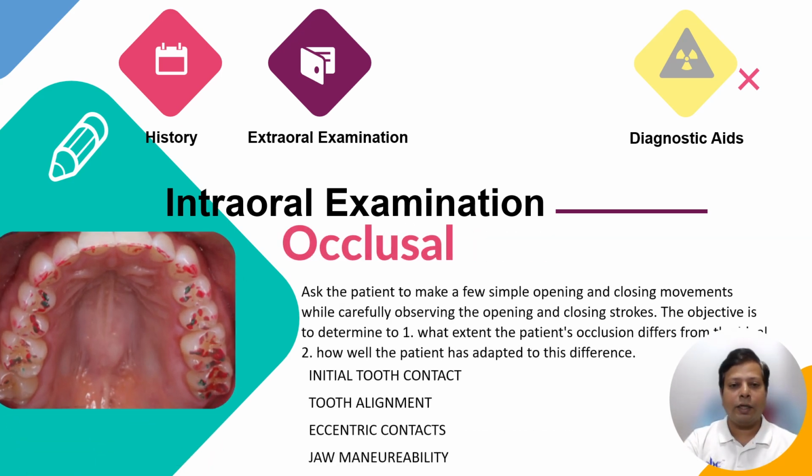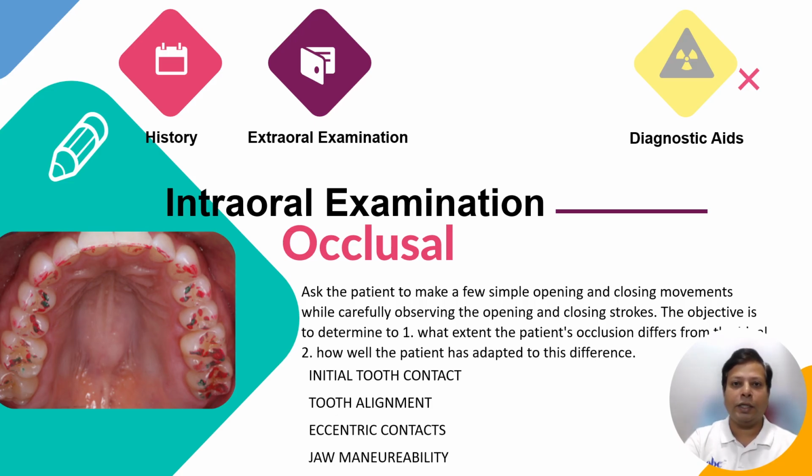In intraoral examination, we also assess the occlusal status of the patient. Here, basically, the objective is to determine to what extent the patient's occlusion differs from normal and how well the patient has adapted to the difference. So basically, we record the occlusal status of the patient into 4 different categories: the initial tooth contact, the tooth alignment that is present in the patient, eccentric contacts, and jaw maneuverability.